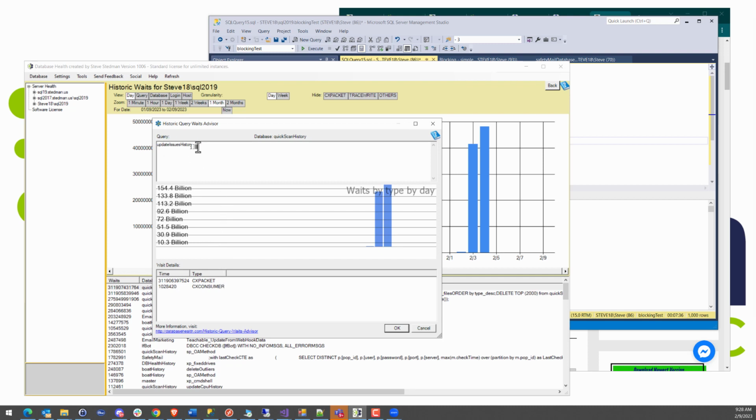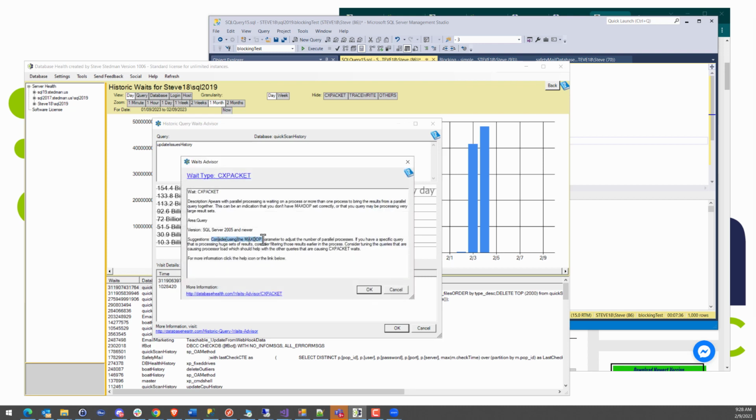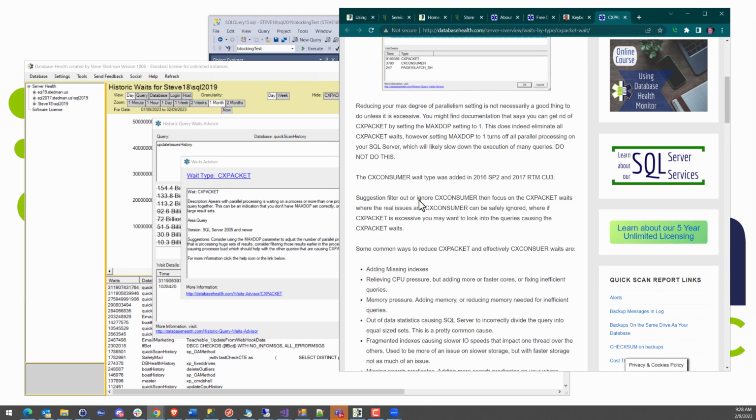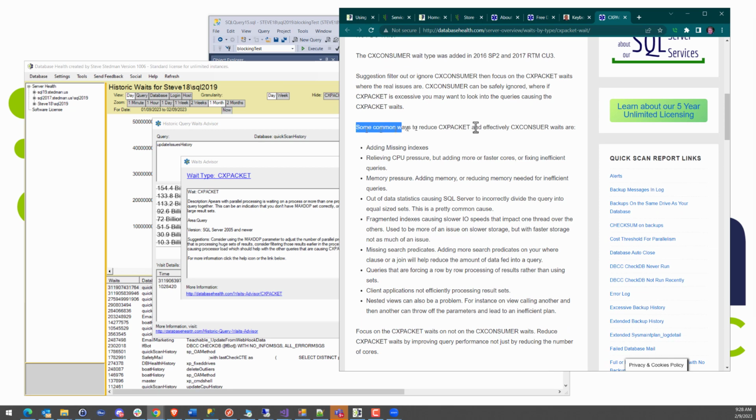And when we look here, we can double click and see the biggest query that was having issues was a stored procedure called update issues history, and it was having problems with CXPACKET and CXCONSUMER. Normally, when you see CXPACKET and CXCONSUMER, you assume, well, if we double click on CXPACKET here, it'll tell us some things, or if we click here, we can bring up some more help on CXPACKET that talks about the common things around CXPACKET: maybe you've got missing indexes, CPU pressure, memory pressure, out of date statistics.